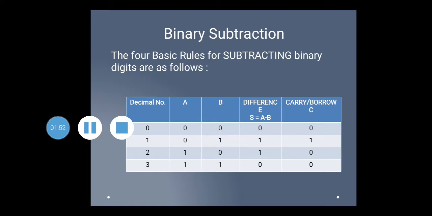So we'll start with the first row. A is equal to 0 and B is equal to 0. If you subtract 0 minus 0, here it is shown A minus B, the result you get is 0, and no borrow is generated. So in the borrow column, 0 is written.